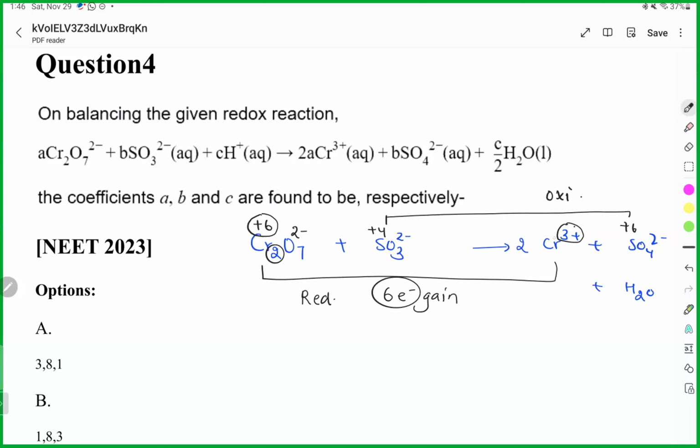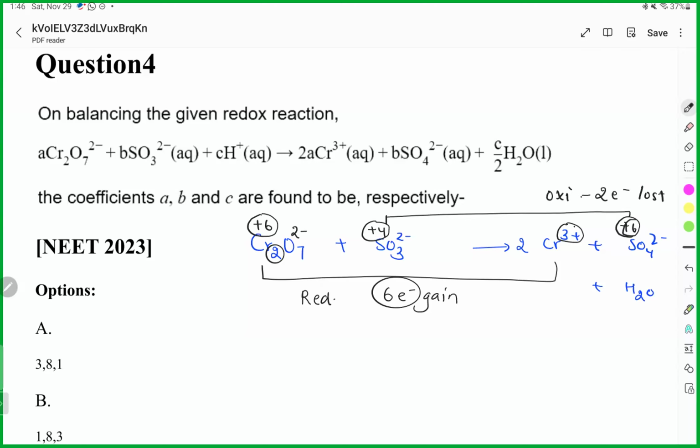How many electrons are lost here? Plus 4 to plus 6. 2 electrons lost. Any doubt? Reduction means gain. So 6 electrons gained and here 2 electrons lost. Cross multiply.